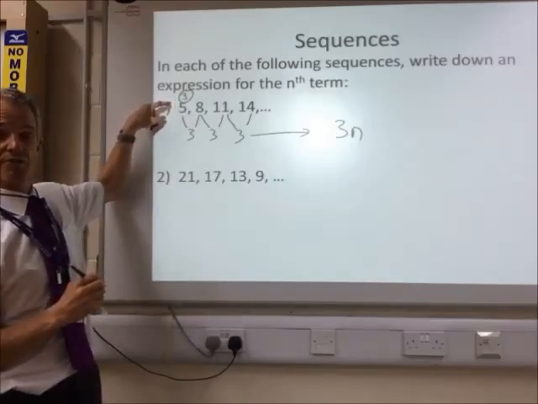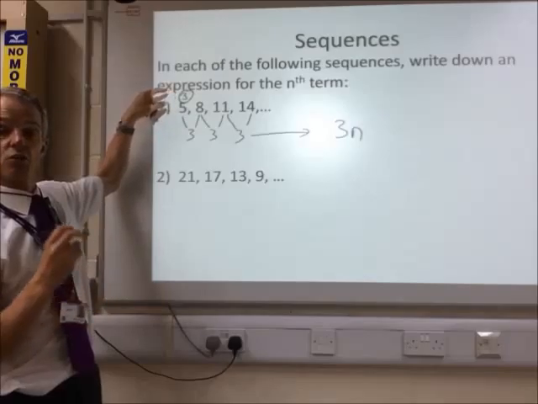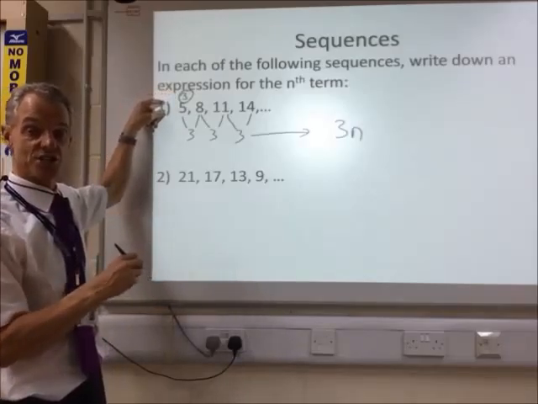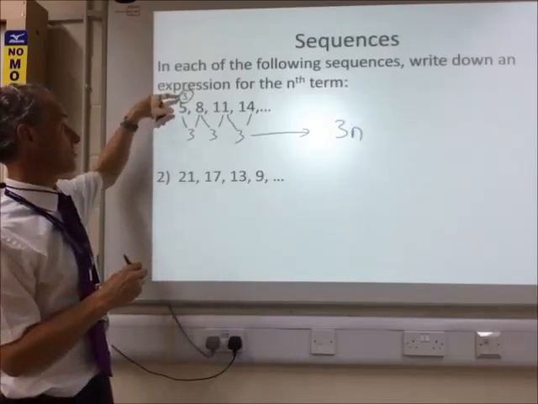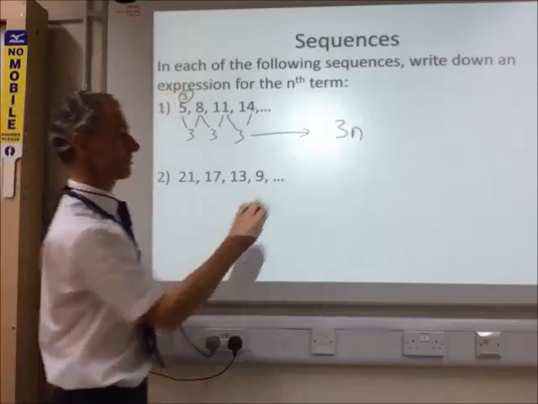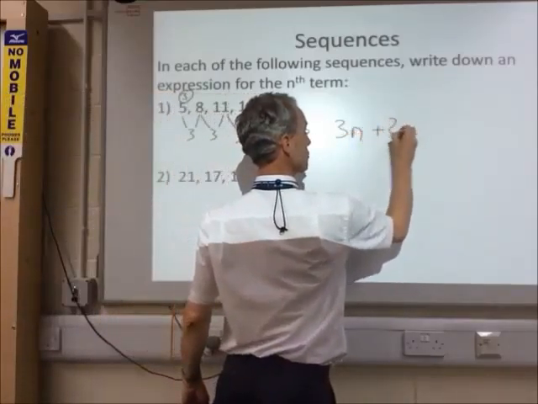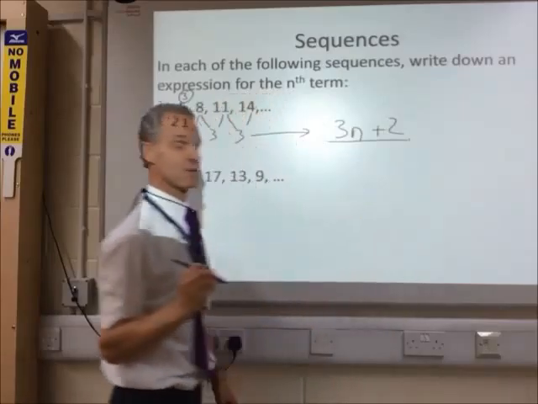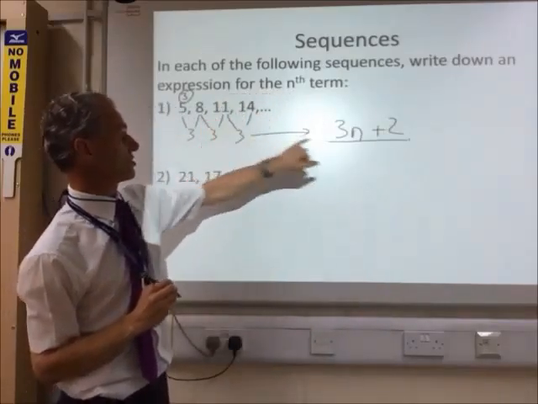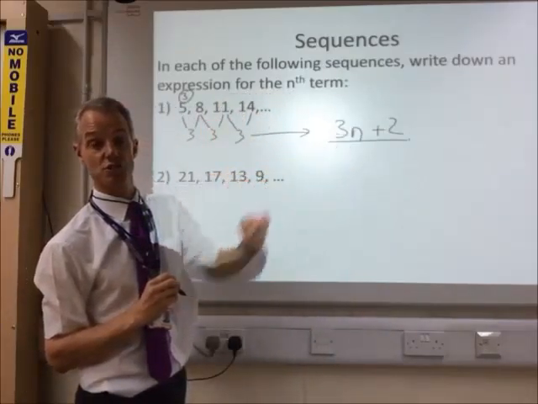We actually want it to be 5, so we've got to decide whether we need to add something or take something off to make it 5. So if I'm at 3 and I want to make it 5, I know I've got to add 2. So that gives me my nth term for that sequence: 3n plus 2.